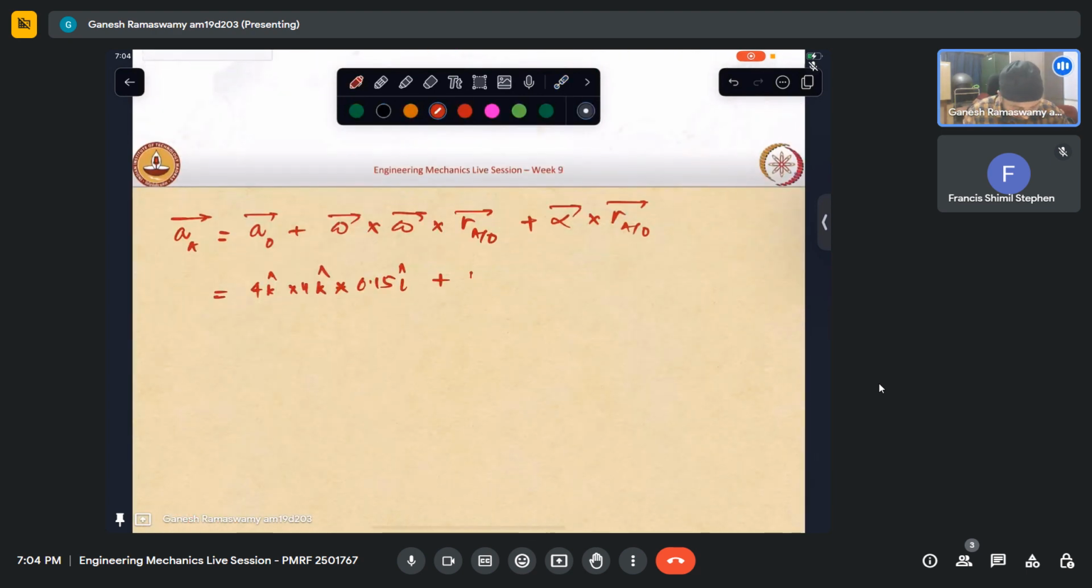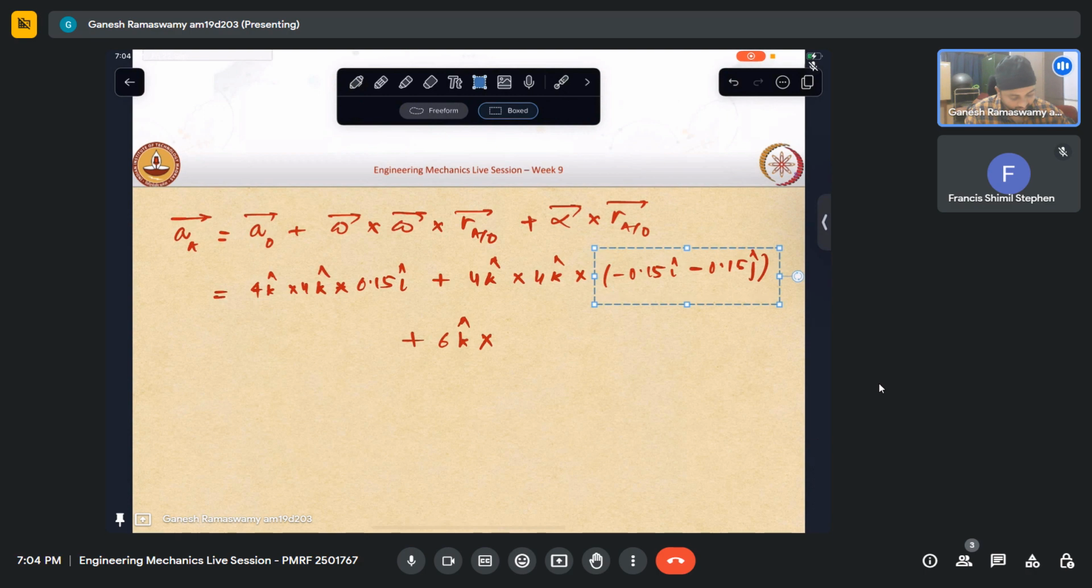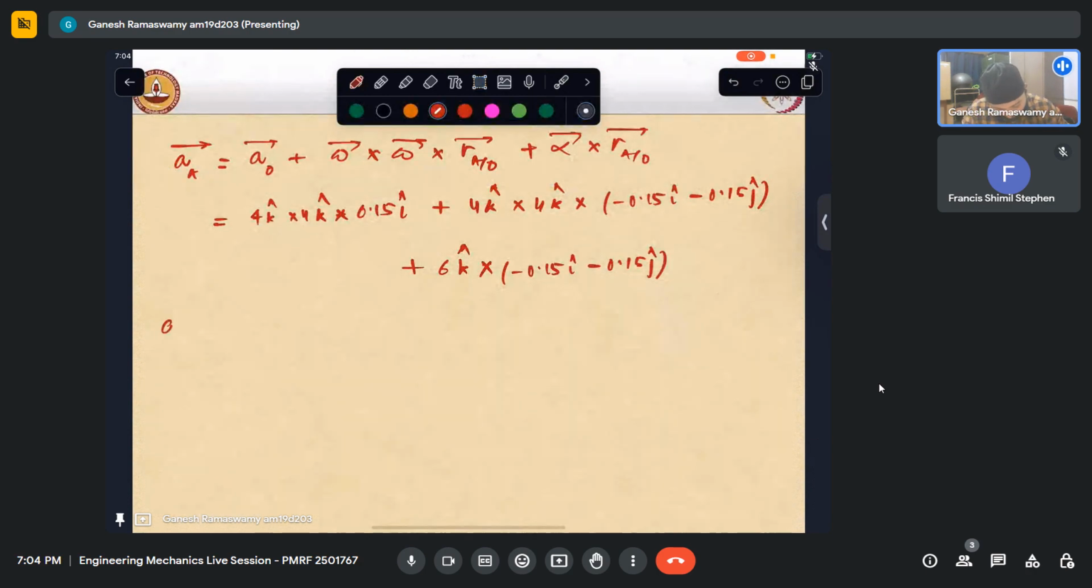Plus 4K cross 4K cross, this will be minus 0.15 I minus 0.15 J. And then I have 6 K cap crossed with this quantity because this is alpha. Alpha is non-zero in this question. So what will this come out to be?